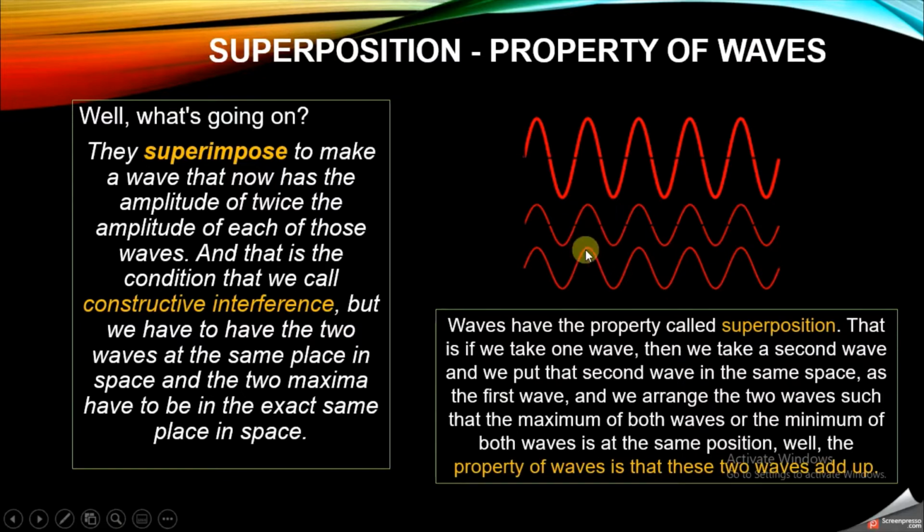So if we place them exactly in the same space, what will happen? These two waves will interact with each other and superimpose to get a bigger wave, if they are exactly in the same position. This superposition is called constructive interference because it is positive interference and the wave is getting bigger. It has bigger amplitude on the positive side and bigger amplitude on the negative side.